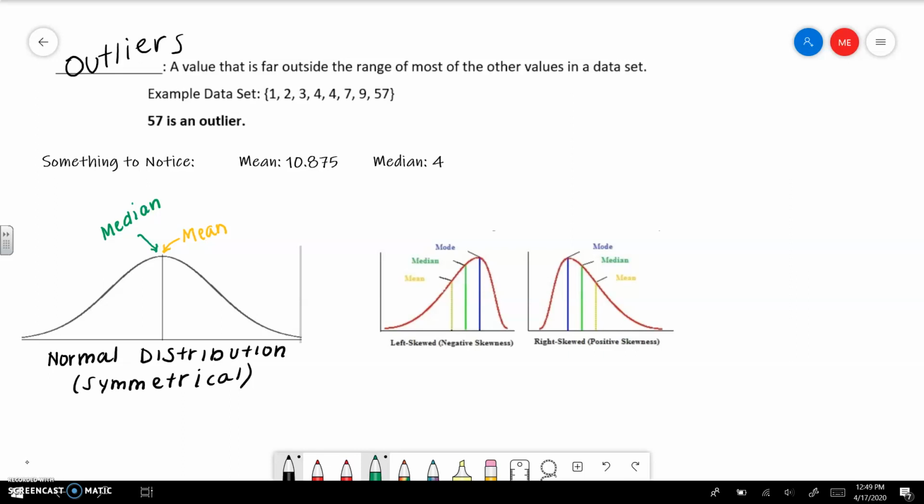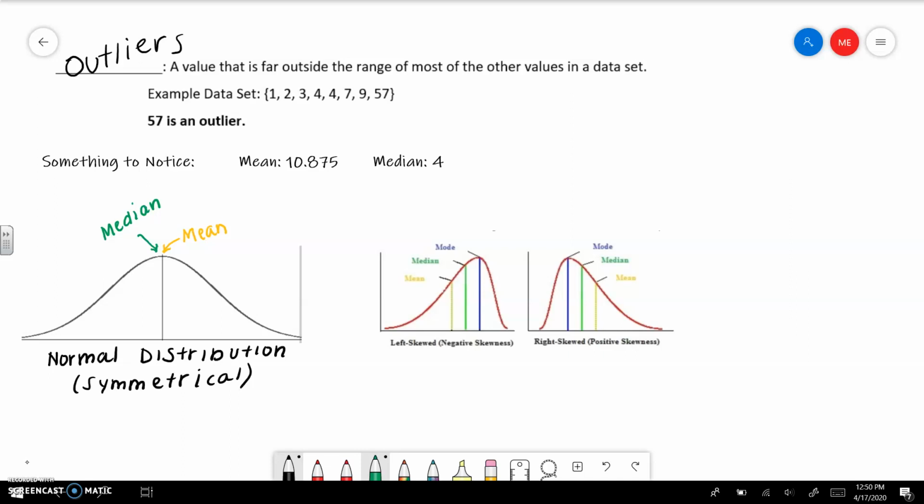So something I want to point out is that when we add this big outlier, our mean goes up to 10.875, whereas our median still stays at 4. So the mean isn't actually a good picture of what most of our data is. And our median is actually a better picture of our data.